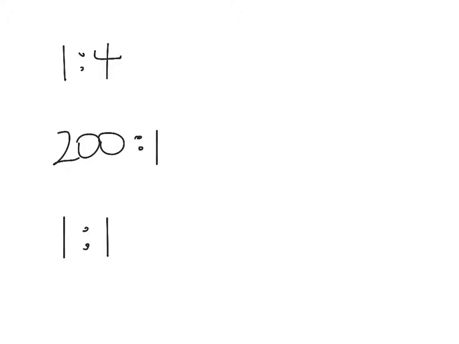So here are 3 scale factors. Which ones will enlarge and which ones will reduce the model? Well, remember that the first number represents the model and the second number represents the actual object. So if the model is smaller, in this case 1 inch, 1 centimeter, 1 foot, and 4 inch, centimeter, foot, whatever it is the actual, well then the model is smaller than the actual, and this is a reduction.